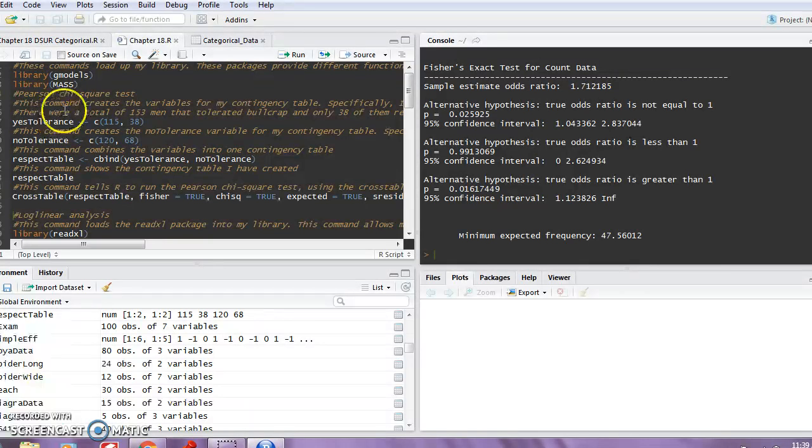So here I'm going to be conducting a Pearson's chi-square test with my variables. And just a reminder, a Pearson's chi-square test examines the association between two categorical variables, just two. So what I'm really going to be doing is looking at men and their tolerance for bullshit and their perceived respect from their partner.